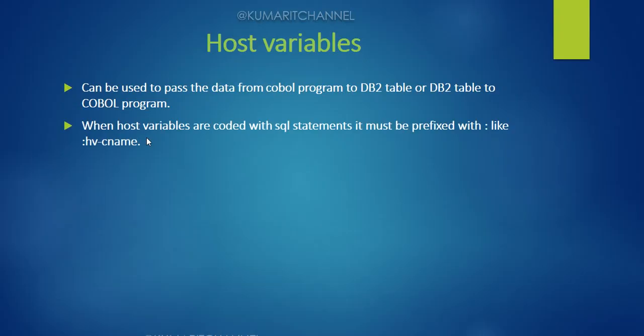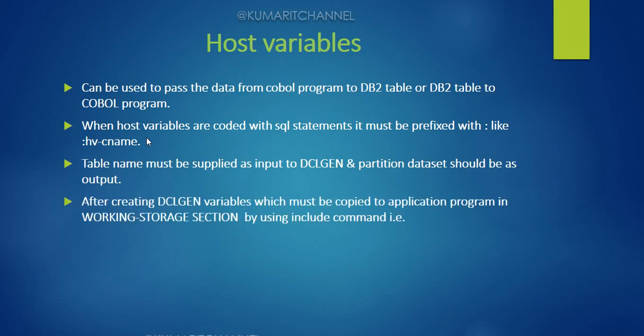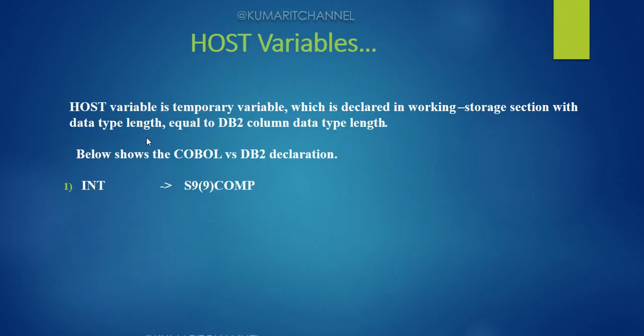So this is the colon host variable, customer name. The table name must be specified as an input to DCLGEN, and the partitioned dataset should be the output. After creating the DCLGEN variable, it must be copied to the application program's working storage. That's what we discussed. Host variables are temporary variables declared in working storage. Below shows the Cobol versus DB2 declarations.